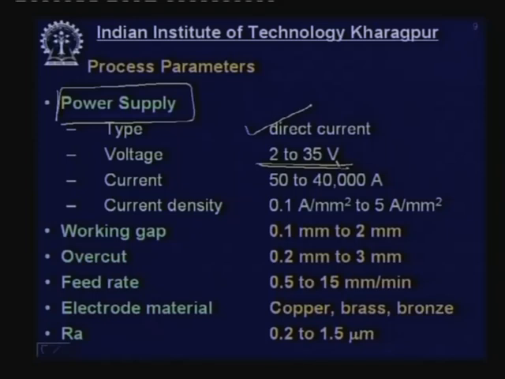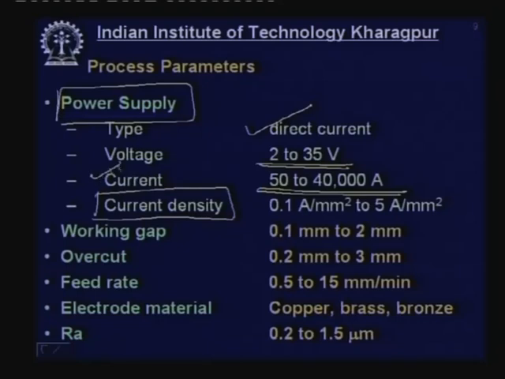However, the current capacity of your power supply has to be very, very high, around 50 to 40,000 ampere. More so, the process is identified not by the current, but by the current density. Current requirement is very much important for the machine manufacturers, but current density is very, very important as far as identifying the process is concerned. The current density is around 0.1 ampere per millimeter square to 5 ampere per millimeter square. So, current density is nothing but the current divided by the area of the electrodes.